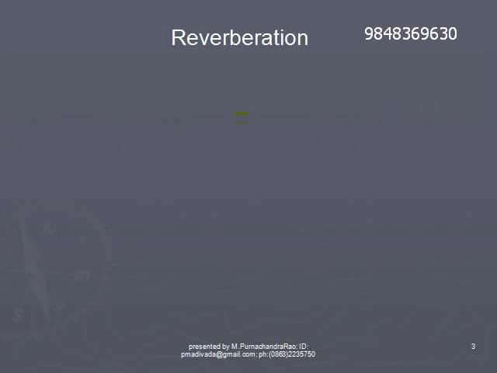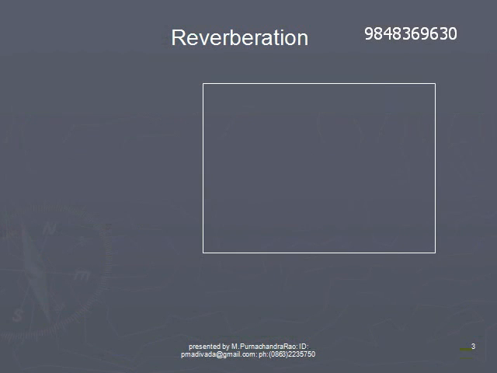First, let us study reverberation. To study reverberation, let us consider a closed room. Let the rectangle represent a closed room. S is the source where the sound is produced and O is the observer. The sound produced from the source reaches the observer along different paths. The direct path is SO.